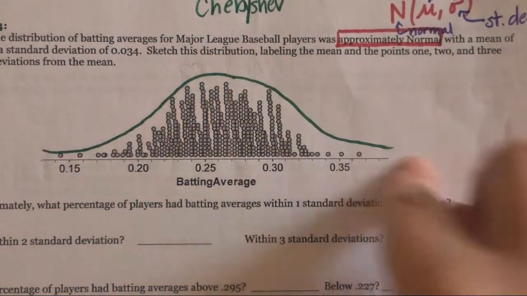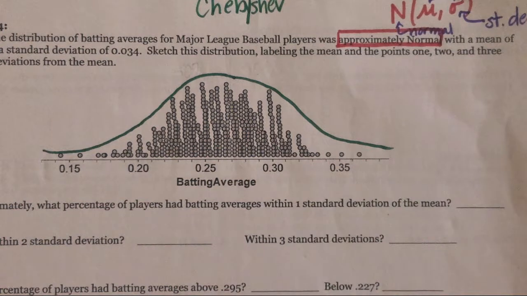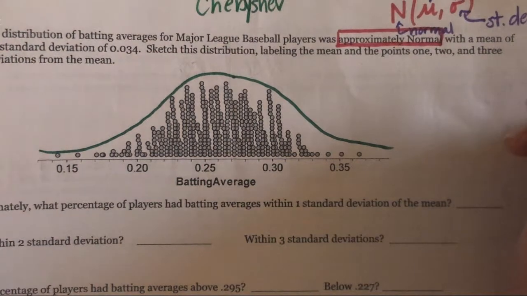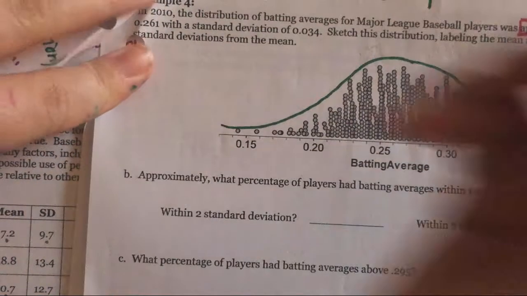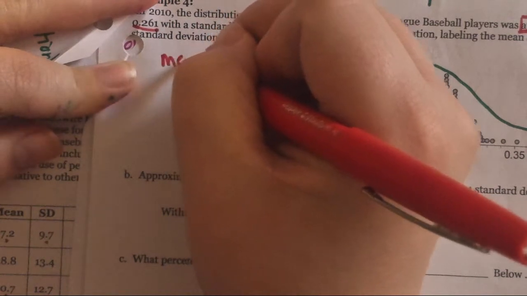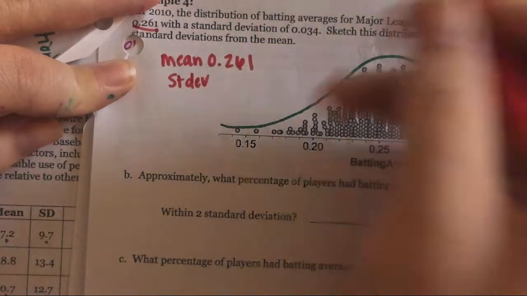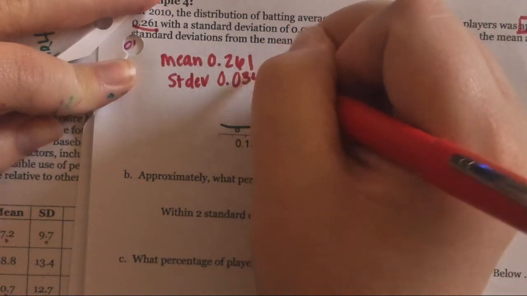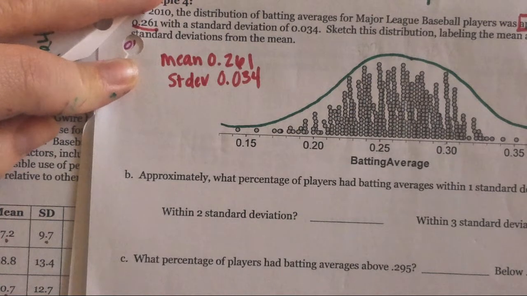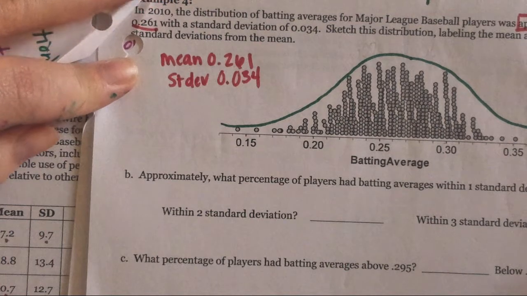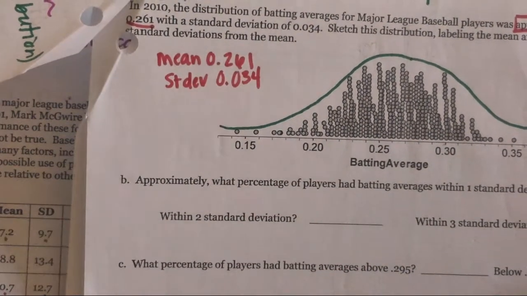That means that we have this normalized bell curve, this mounded shape. Otherwise, if they don't say the words normal, standardized, symmetrical, or say something about how it's beautiful, we can't assume that it is. Okay, and then it tells us specifically we have a mean of 0.261, and a standard deviation of 0.034. They say, can you sketch this distribution, labeling the mean and the points 1, 2, and 3 standard deviations away from the mean? Okay.